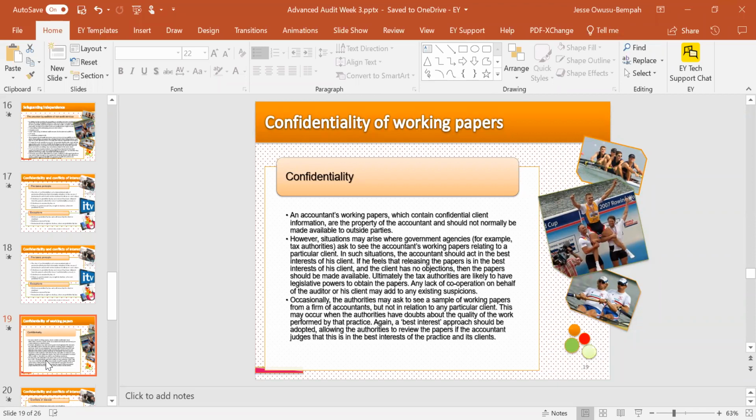There are times where, for quality control purposes, the authorities may want to see a sample of the working papers to see how documentation was done. Was documentation okay, or was it just a mess? They would want to see that. Here it's not about the client's best interest, because they have doubts about the quality of the work. You adopt a best interest approach, so you allow the authorities to review the papers if it's in the best interest of the practice and its clients. There are times when the authorities will come and say, we want to see a sample of working papers for maybe Ecobank and GCB. They want to check the quality.